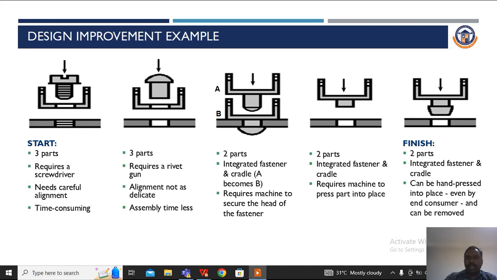So if you compare all of them, in the fourth one the fastener is not required.